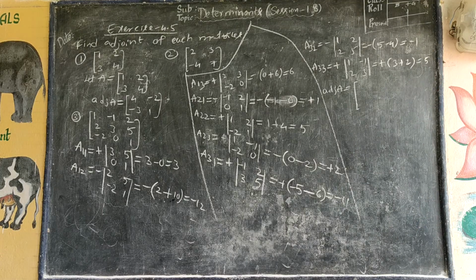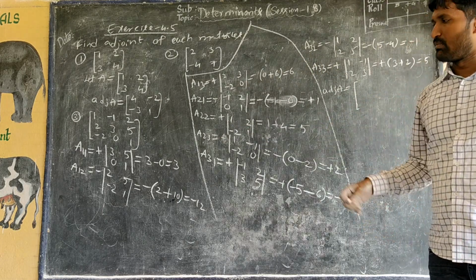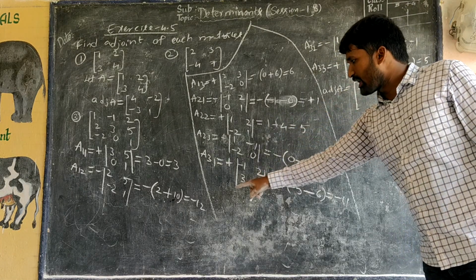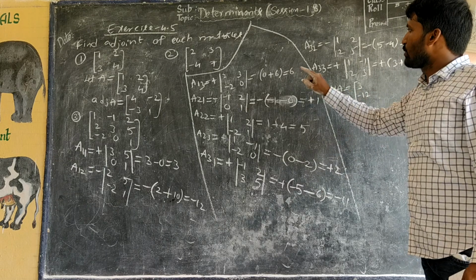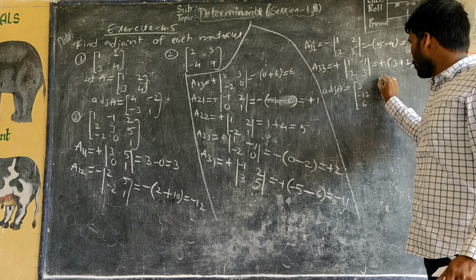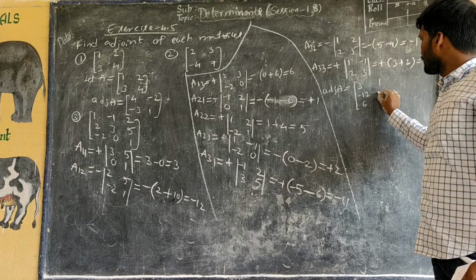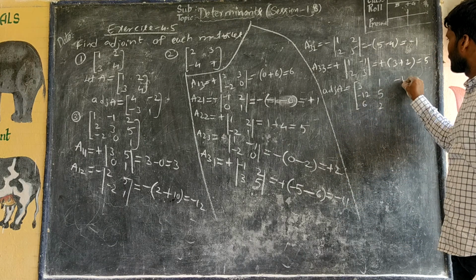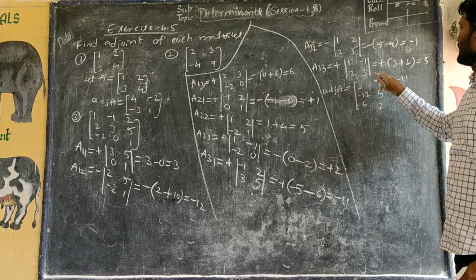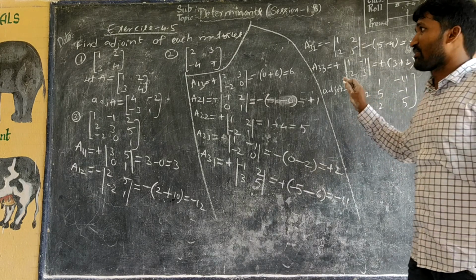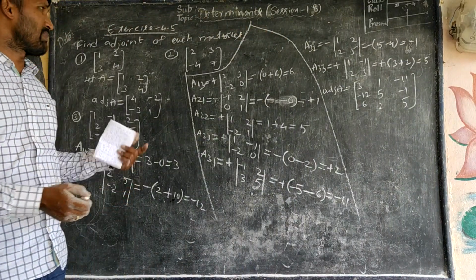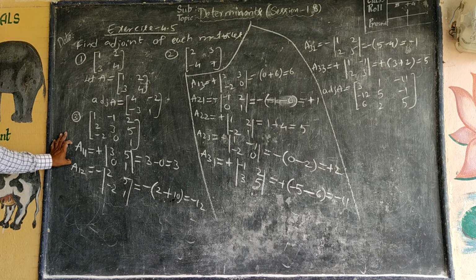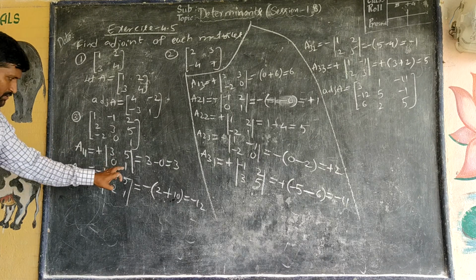Now from this we can write the adjoint A matrix. What is adjoint A? First row is the cofactors in the first column. A11, A12, A13 in the first column. A11 is 3, A12 is minus 12, A13 is 6. Next A21 is 1, A22 is 5, A23 is 2. Next A31 is minus 11, A32 is minus 1, A33 is 5. This is the way to find adjoint A for the given matrix. While finding adjoint A, cofactors are very important, including sign and their multiplication also.